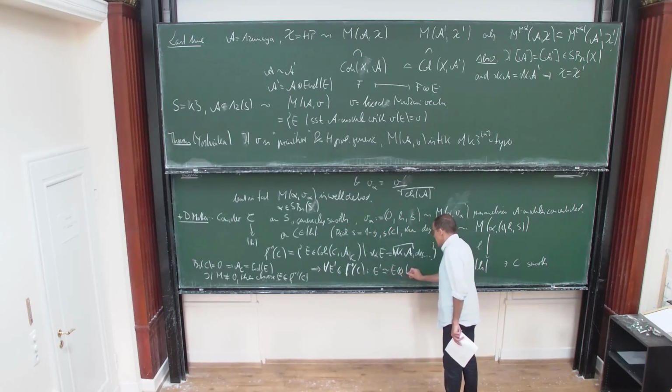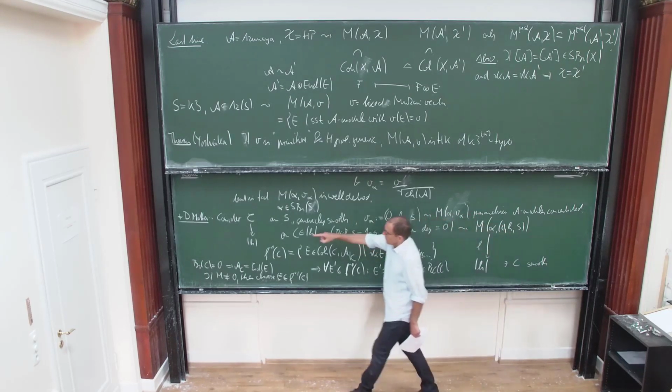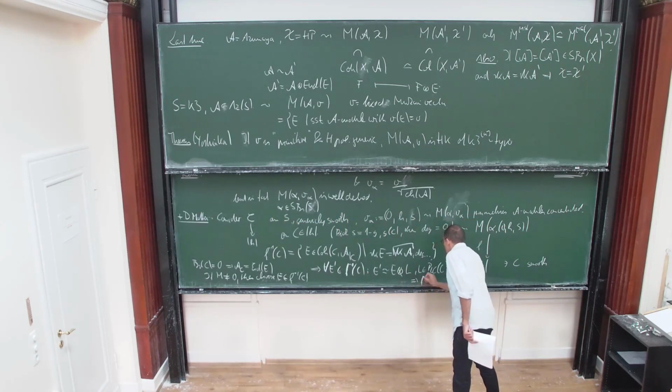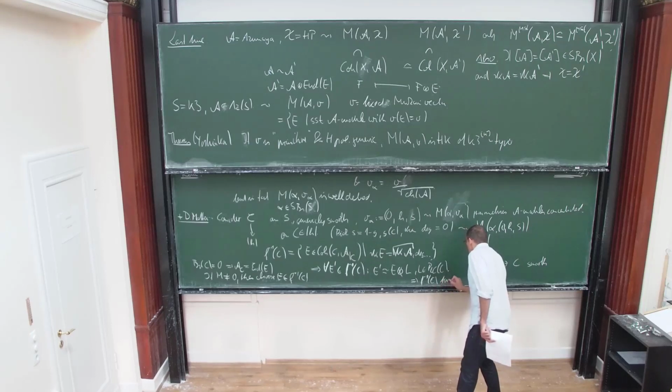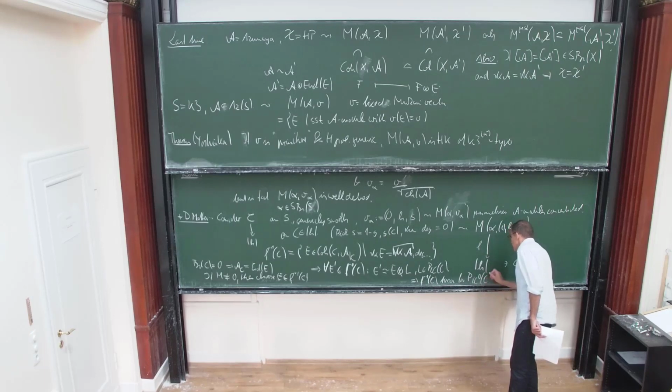as E twisted by some line bundle on C. So in other words, the fiber here is a torsor over Pic^0. The fiber of E over C is a torsor for Pic^0 of C.